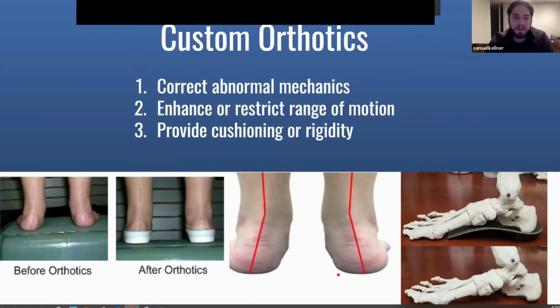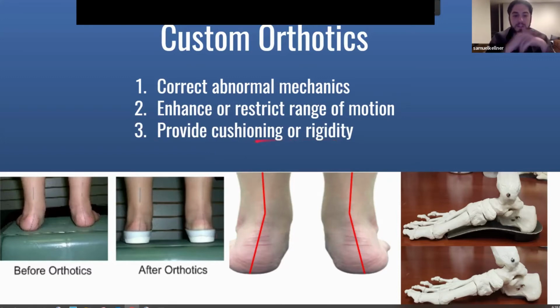Custom orthotics definitely have a strong role in stabilizing foot mechanics. Number one is to correct what's abnormal. Abnormal pronation, resisting abnormal pronation forces through the heel is important. Depending on the level of arthritis, we modify the orthotics. Not all orthotics are made the same. We customize them for a reason.